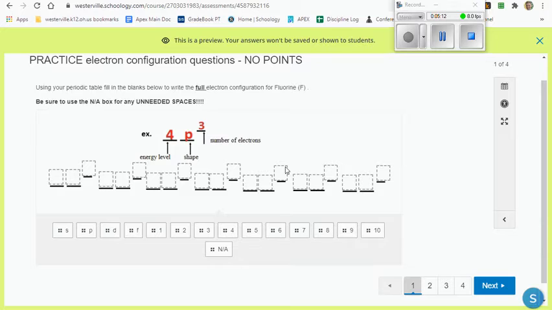Anyways, so you're getting the electron configuration for fluorine, about 30 more seconds for that. Again, that's element number 9. It should be a relatively short one compared to other ones we've done.